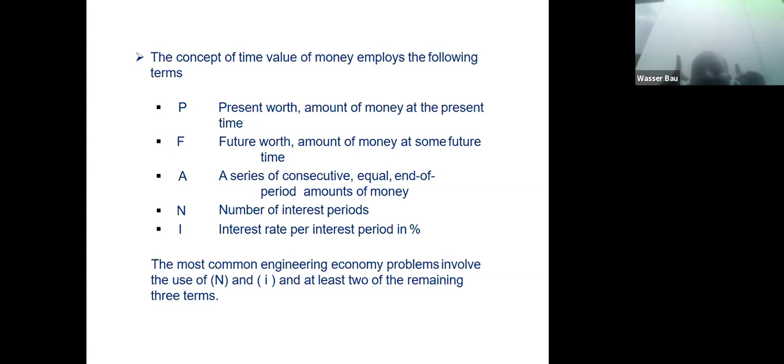Okay. Now, when we talk about A, let me put it in proper perspective. Your A is the amount of a series of consecutive money. It could be equal. It could also come at the end of the year or the end of the investment period. So the amount can come at the end of the month. It can come at the end of the year. It can also come at the end of the investment.